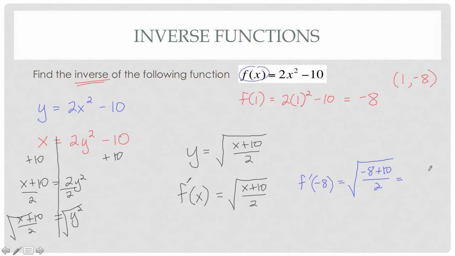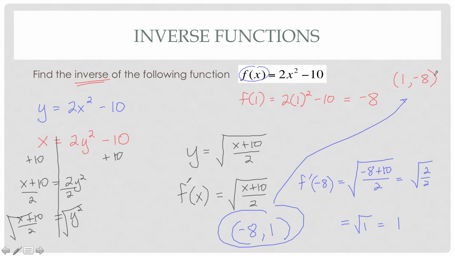Negative 8 plus 10 is 2. So that's the square root of 2 over 2. 2 divided by 2 is 1. So that equals the square root of 1, which is just 1. So look at that. In this function, when we put negative 8 in for x, we got back 1 for the y value. And that truly is an inverse function, right? X and y values switched around. So that's how you find inverse functions.